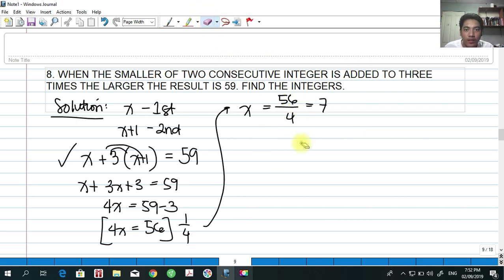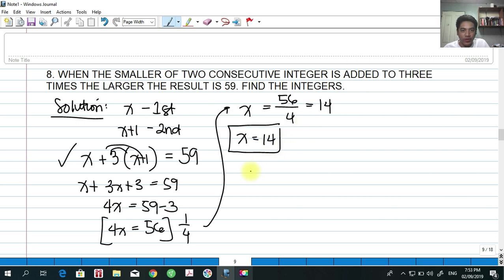I'm sorry, this is not equal to 7. This is 14. Okay? This is equivalent to 14. So x is now equal to 14. That is the first integer. And the second integer is x plus 1, which is 14 plus 1, which is 15. Okay?